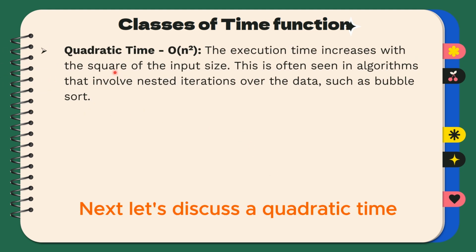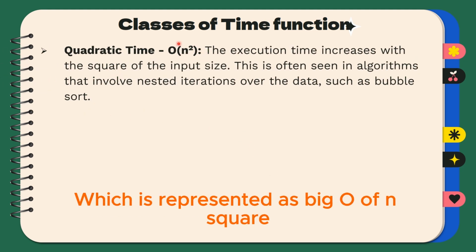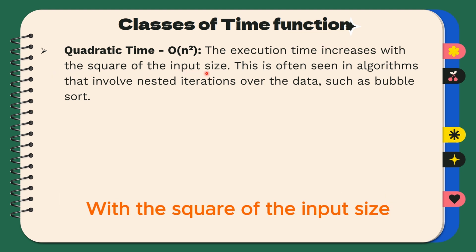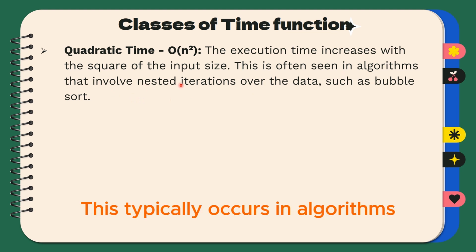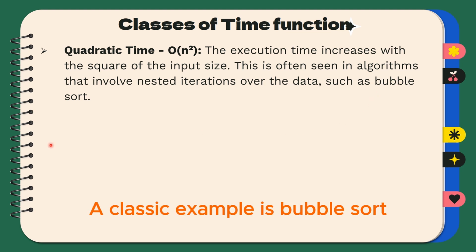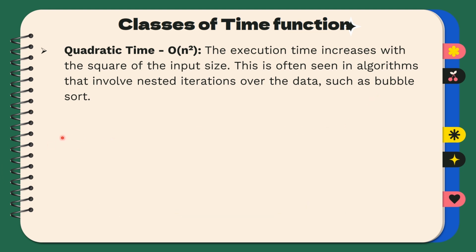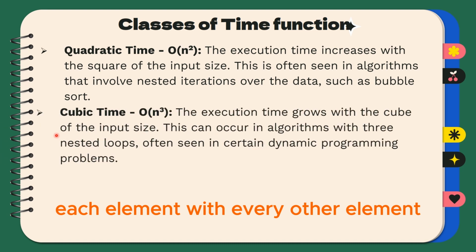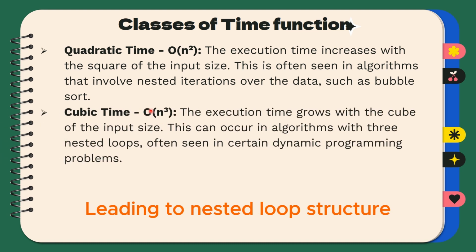Next, let's discuss quadratic time, which is represented as big O of n squared. In quadratic time, the execution time increases with the square of the input size. This typically occurs in algorithms that involve nested iteration over the data. A classic example is bubble sort. A bubble sort algorithm compares each element with every other element, leading to a nested loop structure.